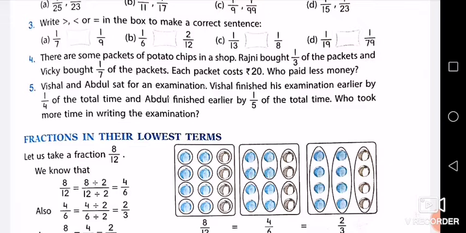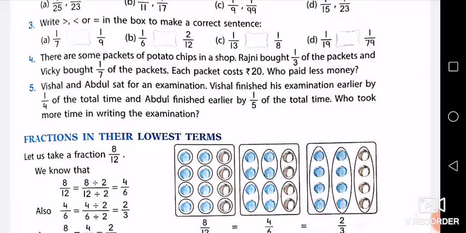If we compare those fractions, what fraction of packets Rajni has bought and what fraction Vicky has bought, by comparing the fractions only you can tell the answer. Who paid less money? Vicky paid less money, because 1 by 7, the fraction of Vicky, is lesser than the fraction of Rajni. So obviously Vicky has paid less money.